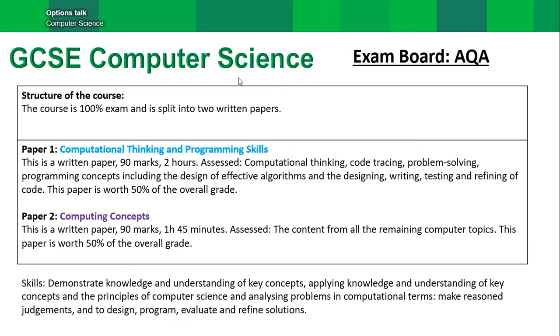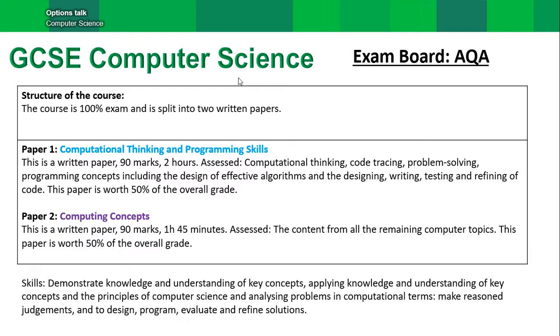The GCSE Computer Science course we offer is AQA. The course is 100% exam and has 2 papers. Paper 1 examines computational thinking and programming skills. This is a written paper, 90 marks, and is 2 hours long. The paper is worth 50% of the overall grade. Paper 2 examines computing concepts and is a written paper, 90 marks, and is 1 hour 45 minutes, and this is worth 50% of the overall grade.